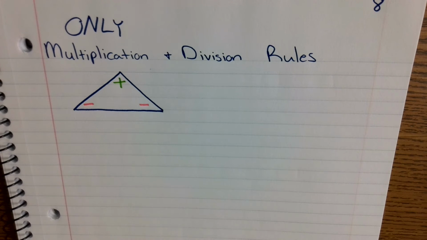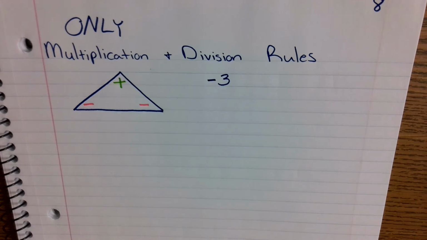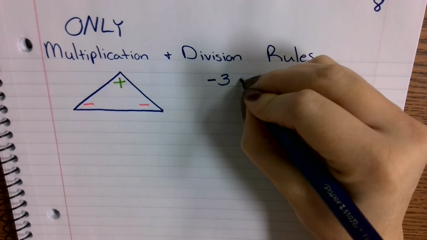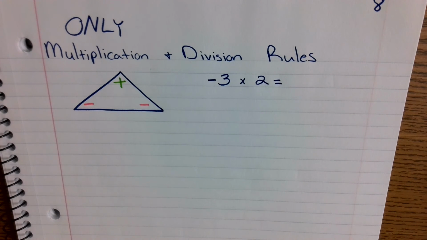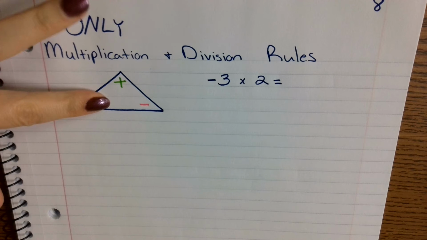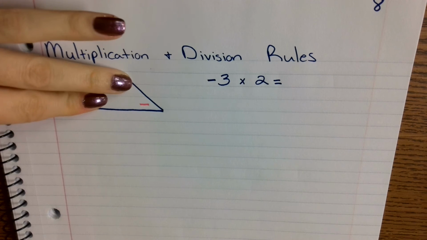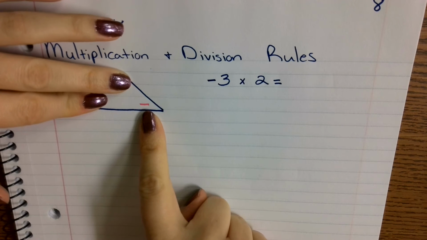If you have a negative number, like negative 3, and you are multiplying it by a positive number, you can easily identify what the answer is going to be by using the triangle. I have a negative, so I'm going to cover it. And I have a positive, I'm going to cover that. And whatever is left remaining showing is my answer. So it's a negative answer.